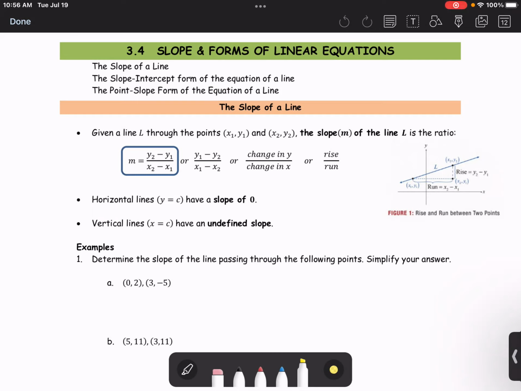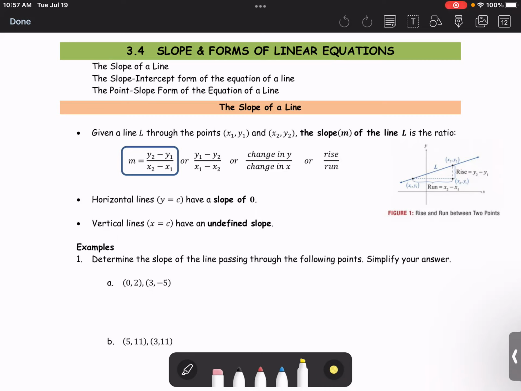Section 3.4 is about the slope and forms of linear equations. The slope of the line is given by the formula m equals the quantity y2 minus y1 divided by the quantity x2 minus x1, or written in the form of y1 minus y2 divided by x1 minus x2, where y1 and y2 are the values of the y.